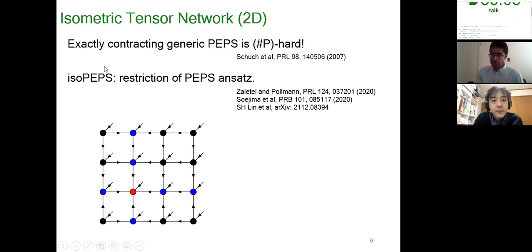In 2 dimensions, however, exactly contracting a generic PEPS is exponentially hard. So what we'd like to do instead is consider a restriction of the PEPS ansatz that we term isoPEPS, or isometric PEPS. So in this case, what we've done is we've taken every tensor in the PEPS and replaced it with an isometry, shown in the bottom left.